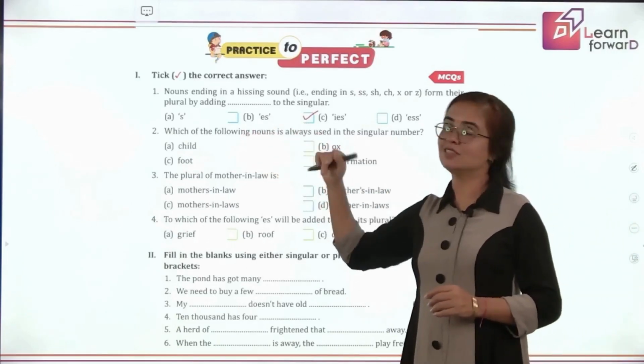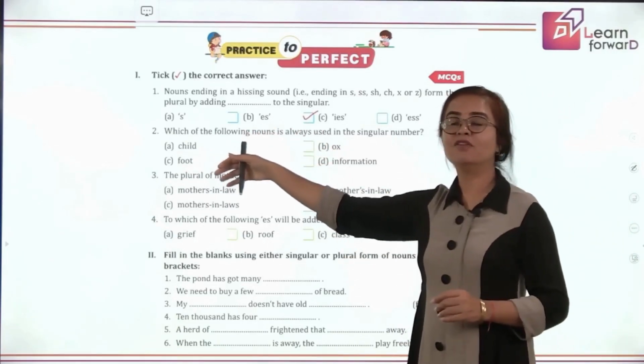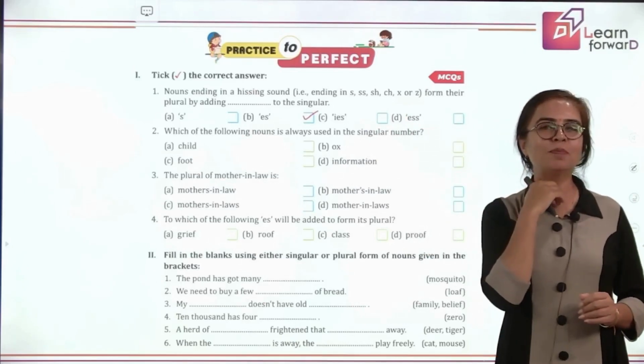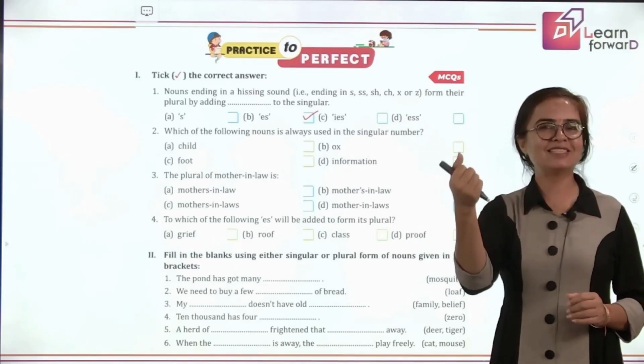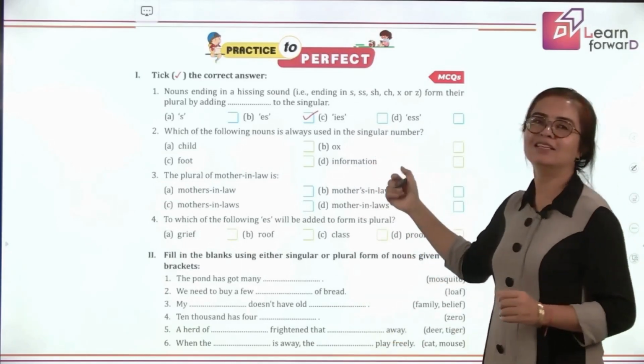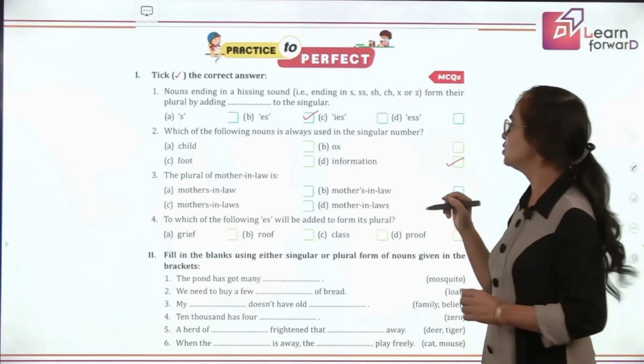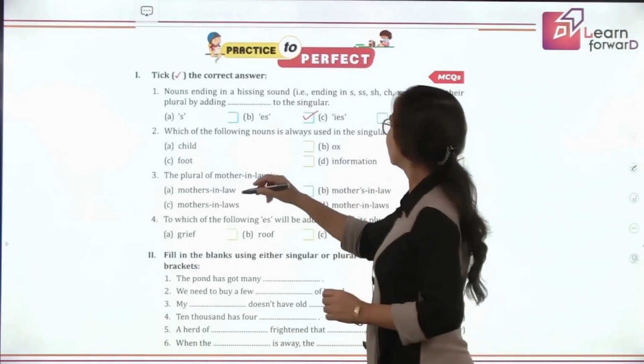Child is children. Foot is feet. Ox, I told you, is an exceptional word. What's the plural of ox? Yes, you are there. It's oxen. So this information is only used as singular number.